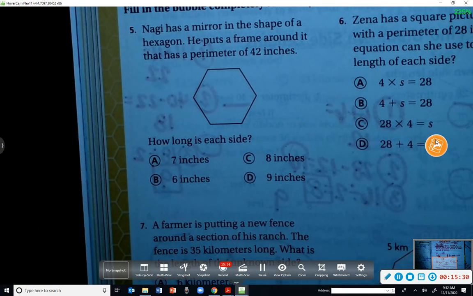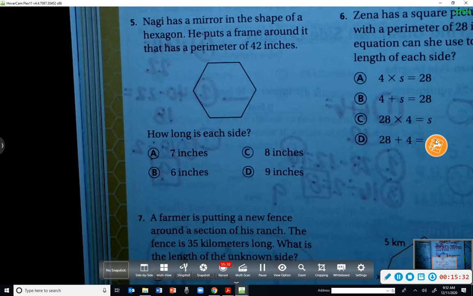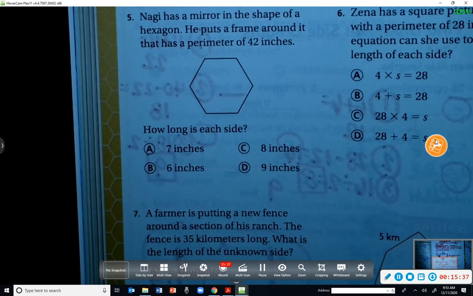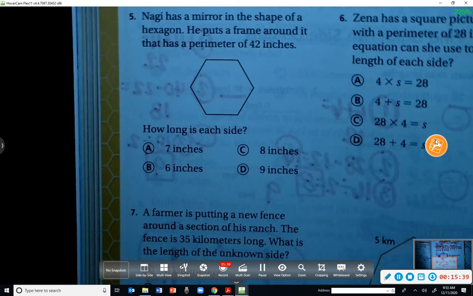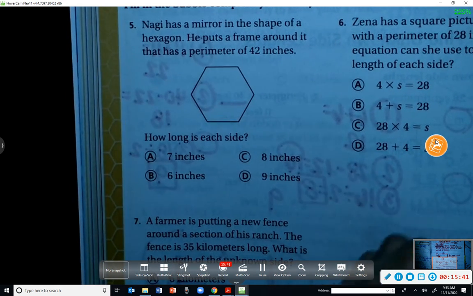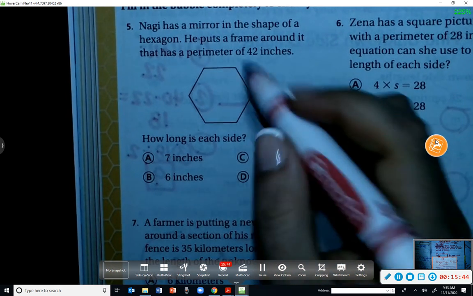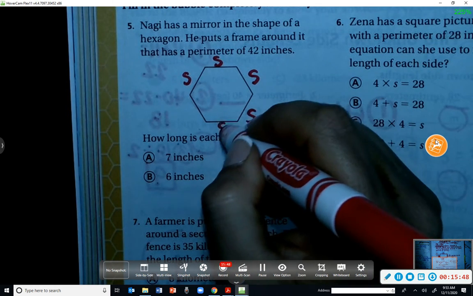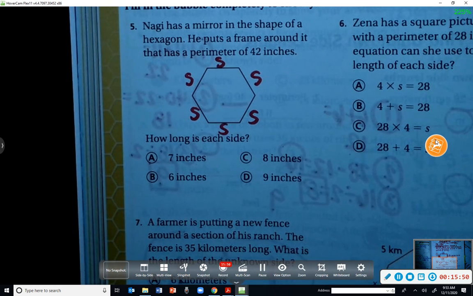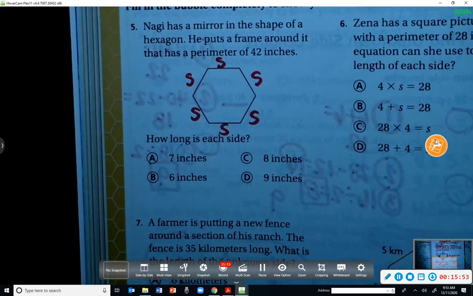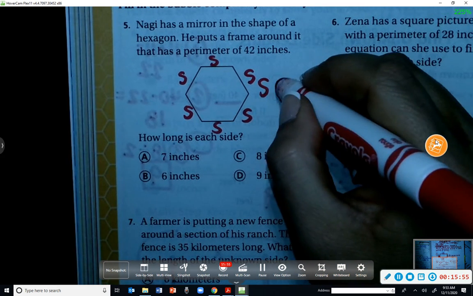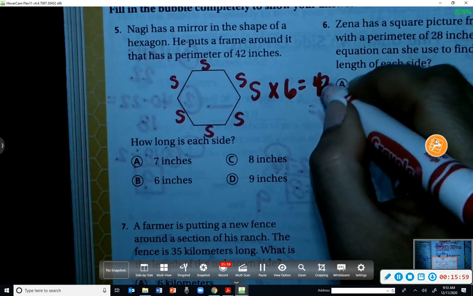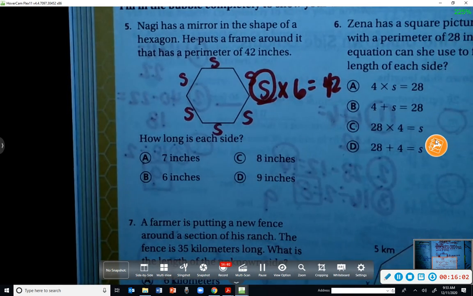Nagi has a mirror in the shape of a hexagon. He puts a frame around it that has a perimeter of 42 inches. How long is each side? Okay. So we need to assume that all sides are what? All sides are the same. The same, okay? And how many sides are there? 6. So we should do S times 6 to equal 42. So what number times 6 will give me 42?